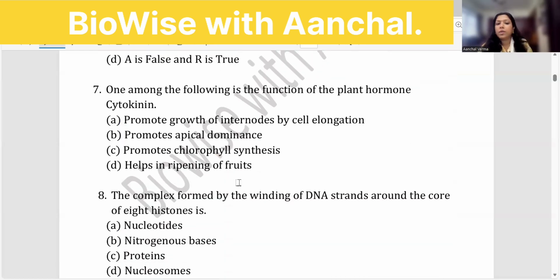One among the following is the function of a plant hormone, cytokinin. Now, promotes the growth of internodes, that is gibberellin. Promotes apical dominance, that is auxin. Promotes chlorophyll synthesis, or helps in ripening of fruit. Helps in ripening of fruit is ethylene. So what is there? Promotes chlorophyll synthesis is the right answer for cytokinin.